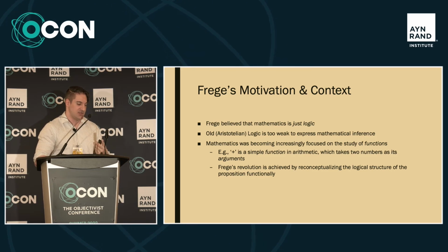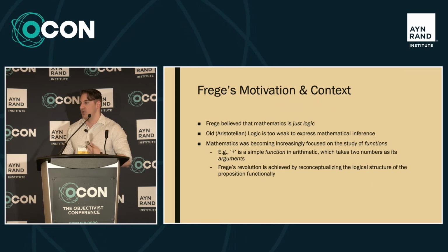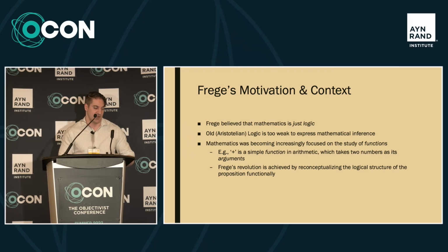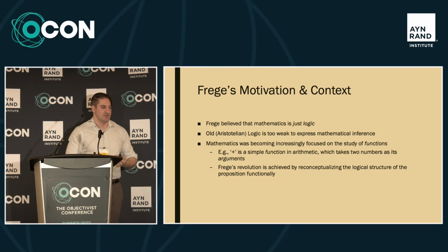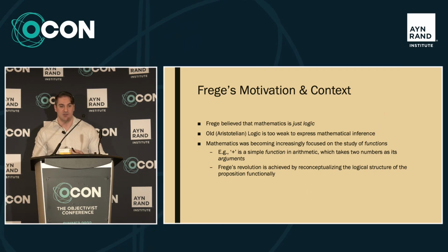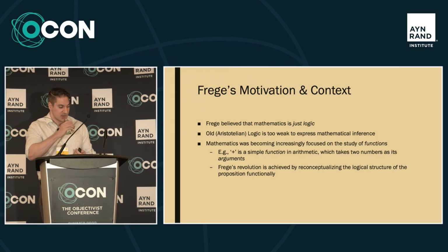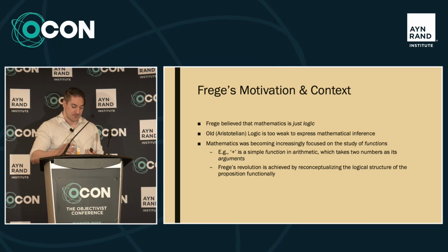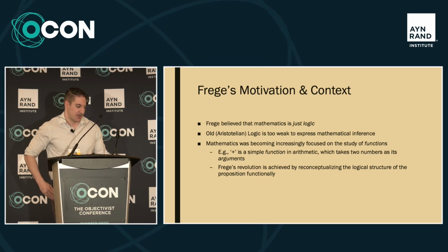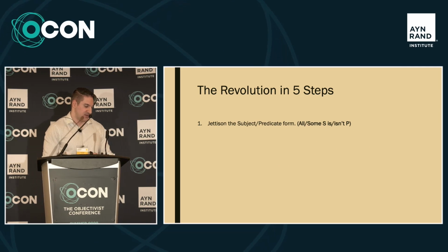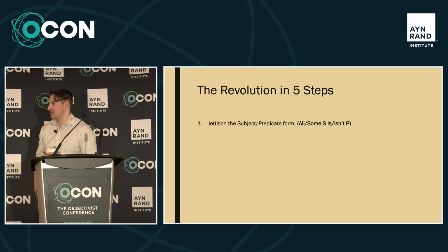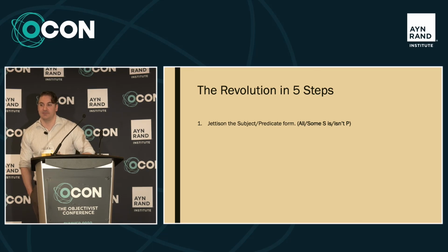So the revolution he achieves basically boils down to reconceptualizing the logical structures of propositions functionally. This is what allows him to do all the other stuff that we'll talk about. So here's his revolution in 5 steps. I'm giving you the 5-step version of it.